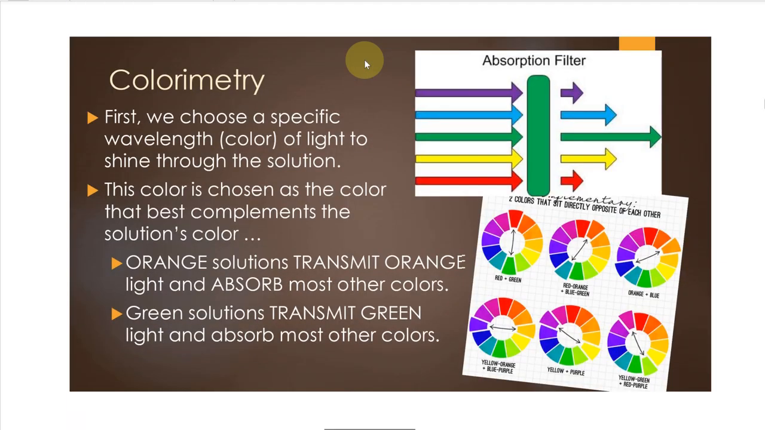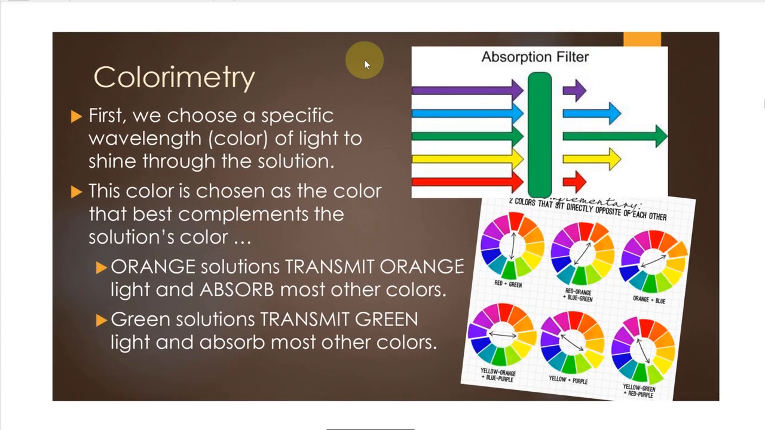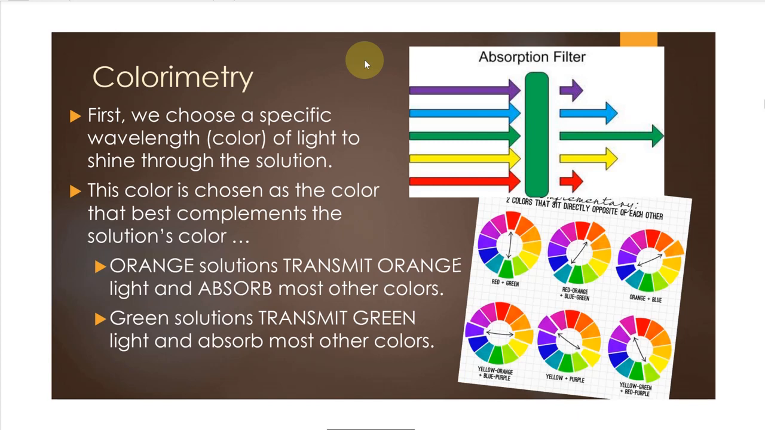So here's the basic idea of colorimetry. As we're studying it, we need to first choose a color that's most appropriate to study the solution that we're interested in. So as we go to the first questions in this packet, you're going to find in each case the color that we choose will be different. What we need to do is choose a color that's complementary to the solution's visible color.